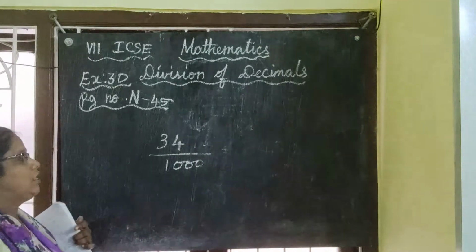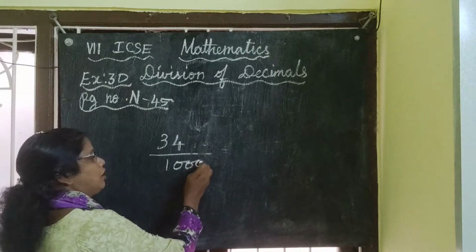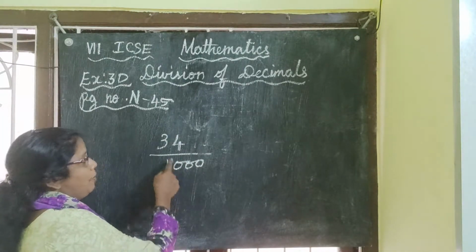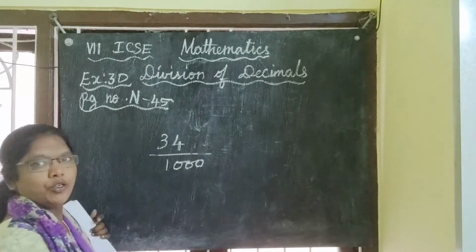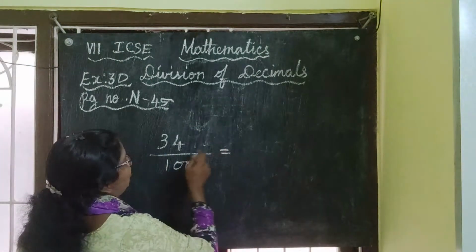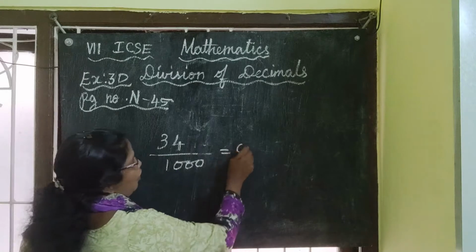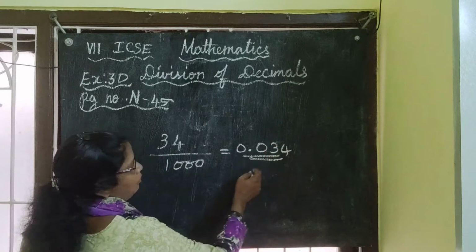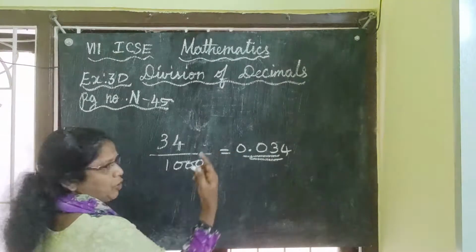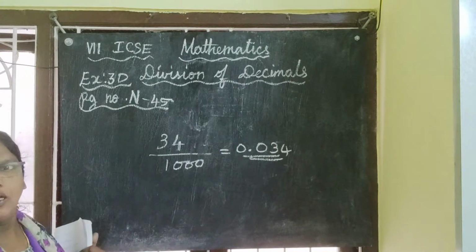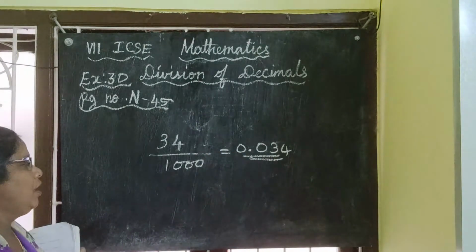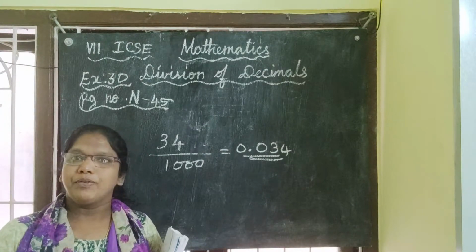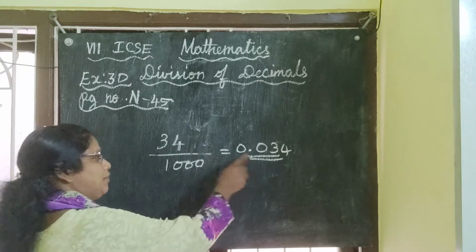Suppose it is only 34 divided by 1000. So 3 digits we have to move because we have 3 zeros, but we have only 2 numbers. What to do? You move the point 1, 2. One more place you don't have, for that you add 0 and put here. Before the decimal I am putting 0 because we don't have any whole number. This is the way to divide when the number is divided by multiples of 10, and we get a decimal number like this.